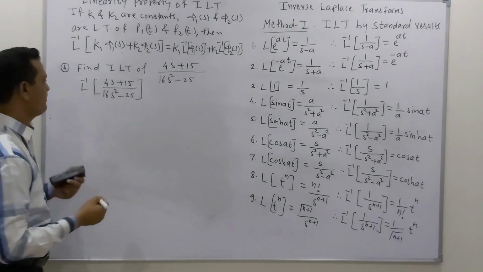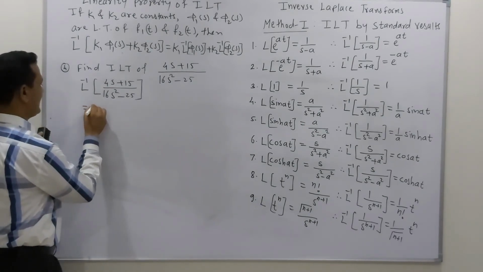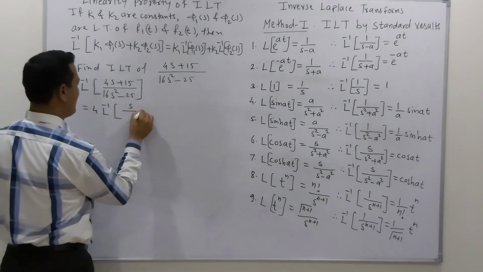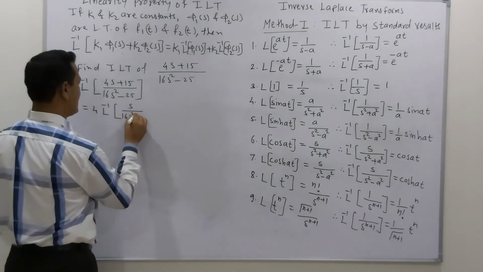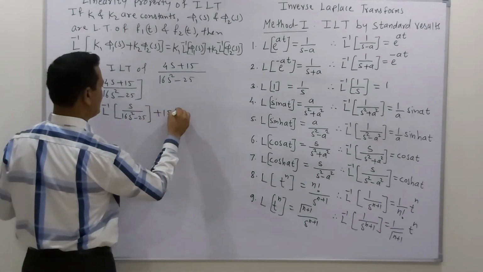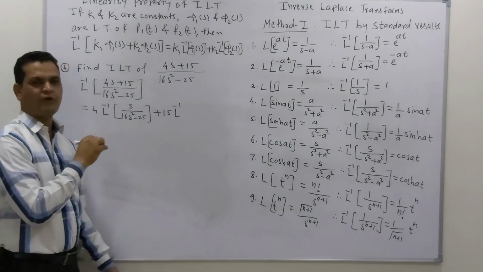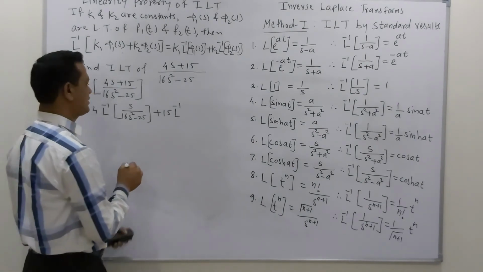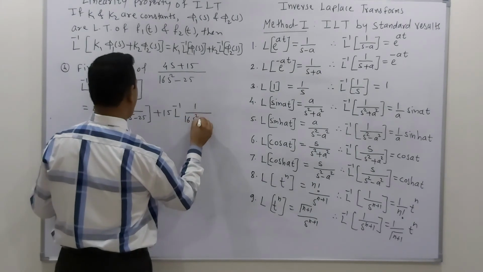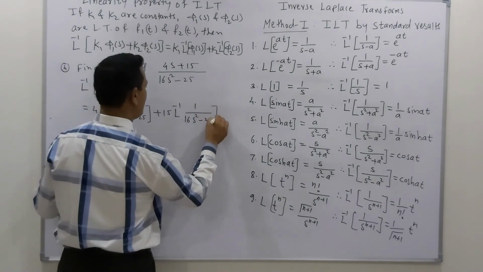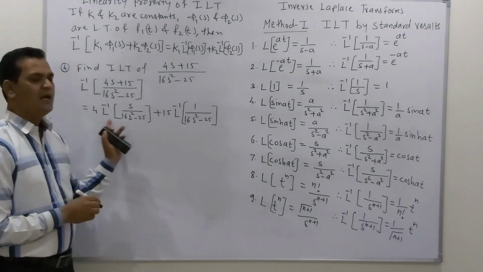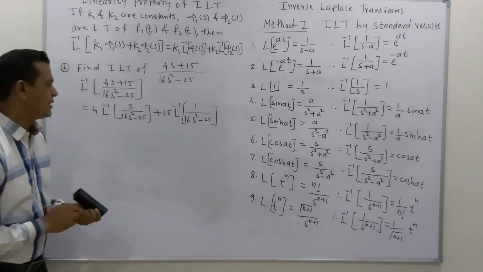Now according to the linearity property, we can write this as 4 times the inverse Laplace transformation of s upon (16s² - 25), plus 15, which is a constant. Because of the constant term, we can take it outside the inverse Laplace transformation. So this is 1 upon (16s² - 25). We write this step according to the linearity property for the inverse Laplace transformation.